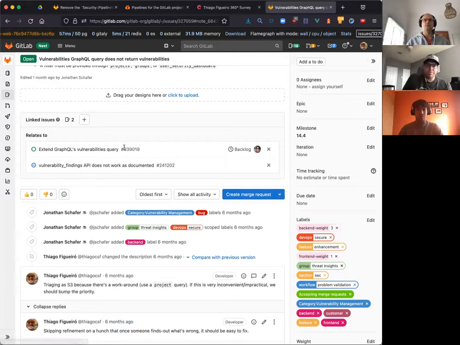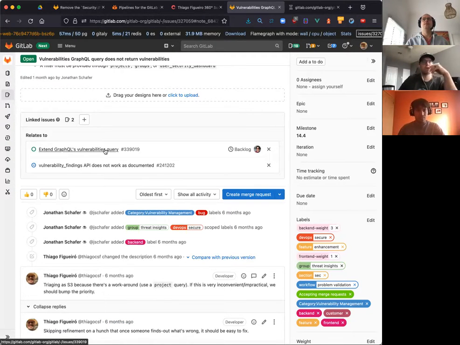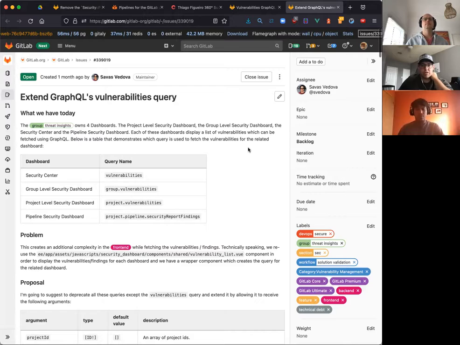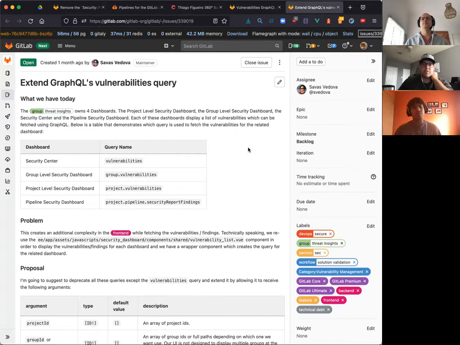And so that's actually suggested by Savas in a similar issue where he was suggesting group, project, instance, and pipeline vulnerabilities being the same call, but we can't really, the pipeline one is different because that's security findings and they get pulled a little bit differently than the vulnerabilities themselves. This one here. Yeah, so I don't think we ever quite decided on that one. But yeah, so you have group vulnerabilities, project vulnerabilities, and then just the top level vulnerabilities.